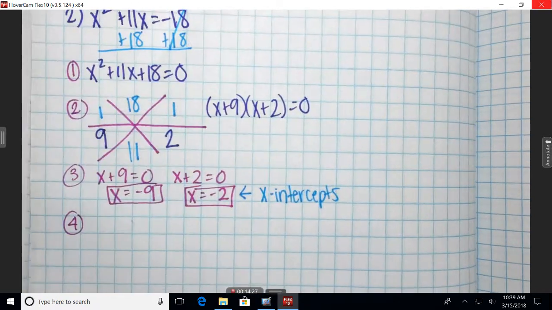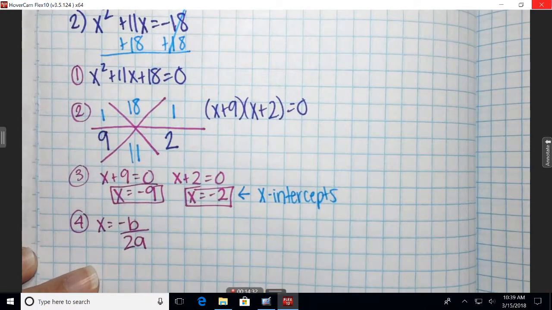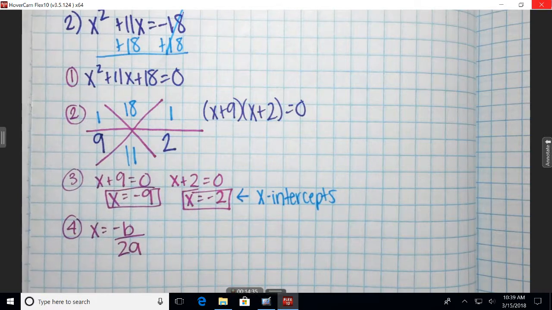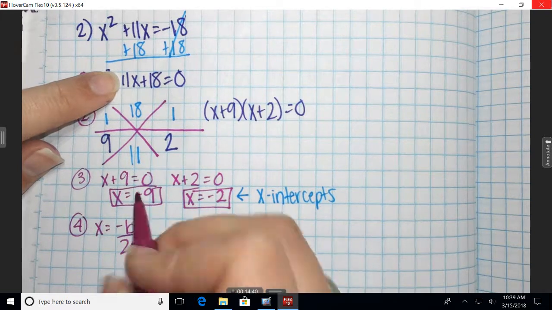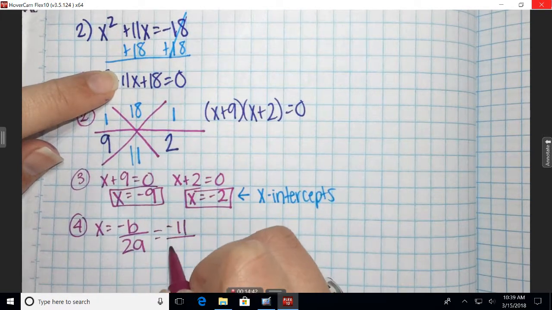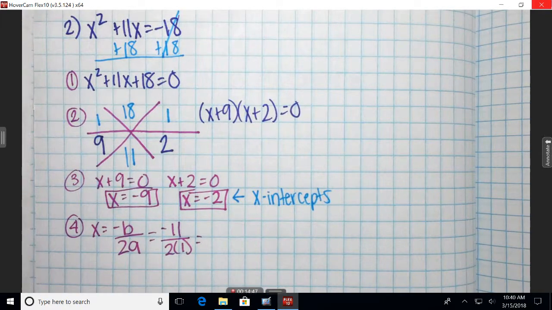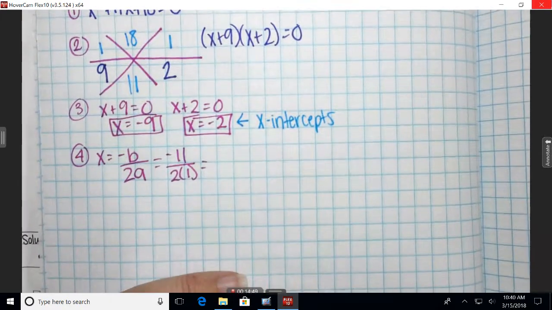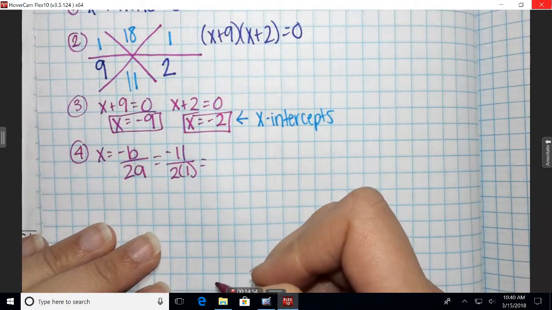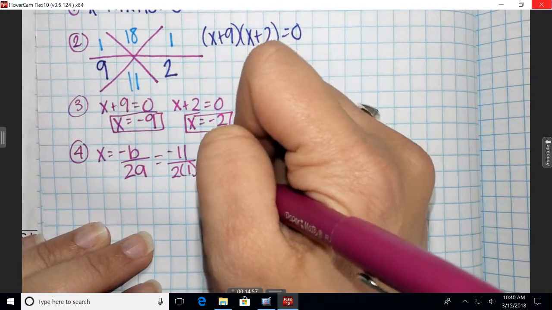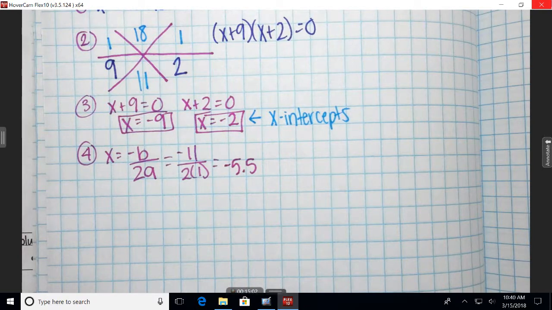How'd you get that? You did the opposite of b divided by 2 times a? Okay. Our b is what? And the opposite is negative 11 divided by 2 times 1. What's negative 11 divided by 2? Negative 5.5.